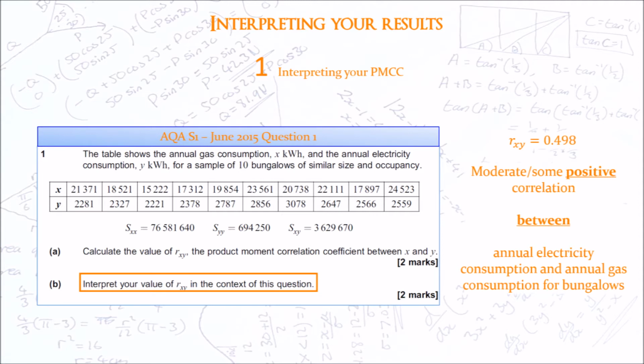It's worth pointing out that in the more modern exams, the examiners are getting quite picky with what they accept here. For example, if a student wrote down between electricity and gas consumption, you may not have got the mark. Make sure you include the full details of what it is between.